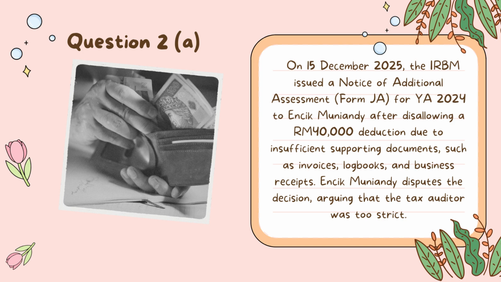Question 2A. On 15 December 2025, the IRBM issued a notice of additional assessment, Form JA, for year assessment 2024 to Encik Muniandi after disallowing a RM40,000 deduction due to insufficient supporting documents such as invoices, logbooks and business receipts. Encik Muniandi disputes the decision, arguing that the tax auditor was too strict.